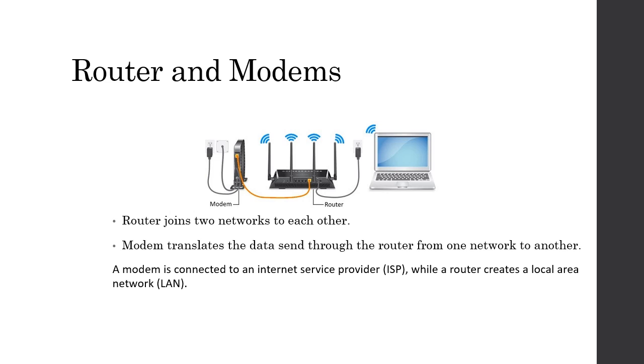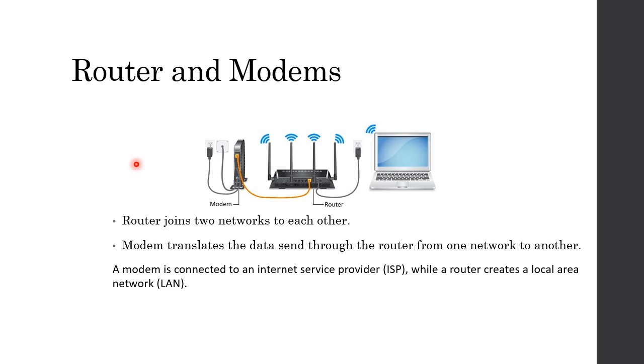Now, what are routers and modems? A router basically joins two networks to each other. Routers are usually used to connect a LAN, that is a local area network, or a home network to the internet. You people must have seen a router at your home. Okay, it looks something like this.